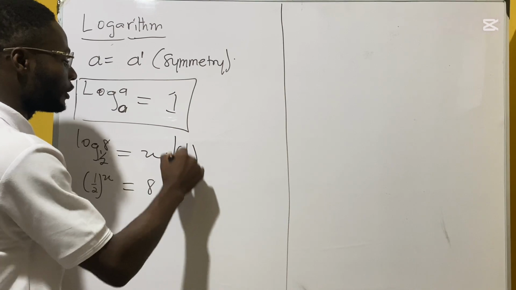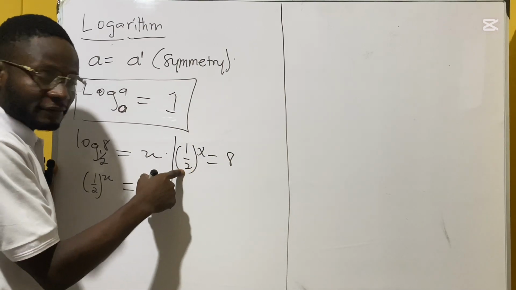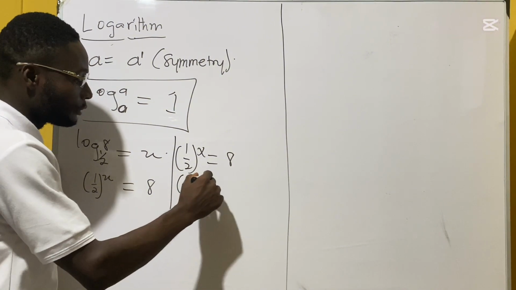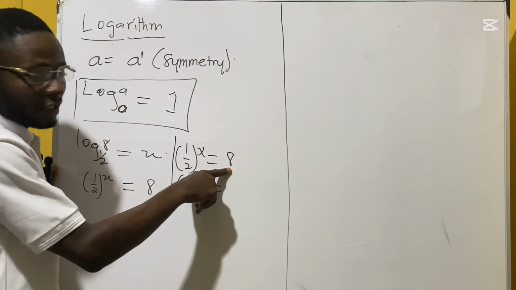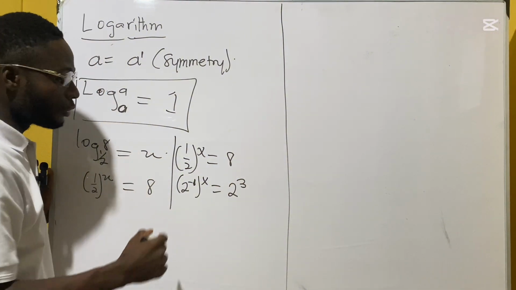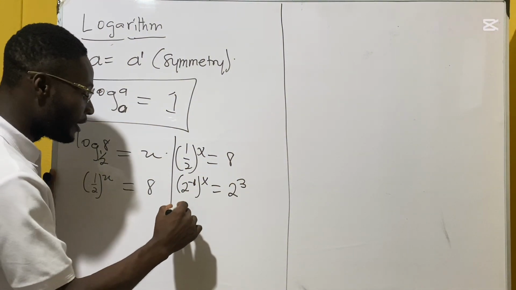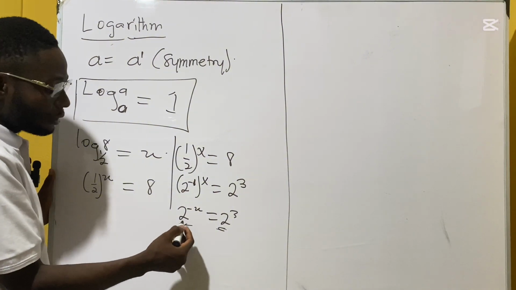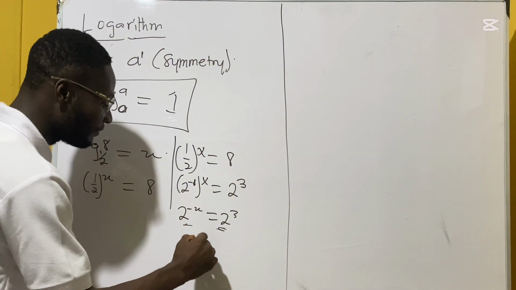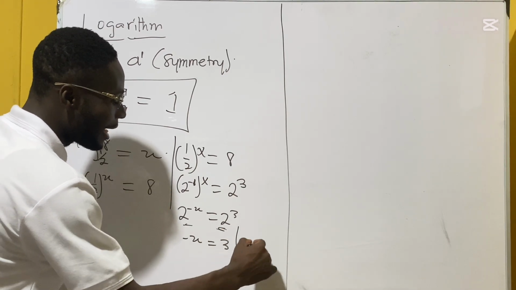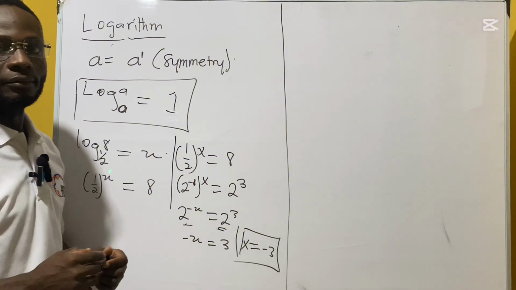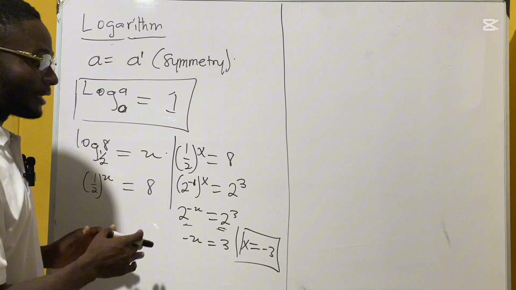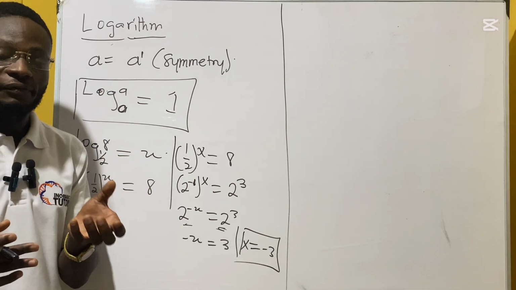So we have half exponent x equals 8, right? We know that half can be expressed as 2 exponent negative 1. That is a basic logic. And 8 over here can be expressed as 2 exponent 3. Because the bases are the same, 2 exponent negative x equals 2 exponent 3. Since the bases are equal, we can equate the exponents, and that is negative x equals 3. So we can say that x equals negative 3. That is interesting. That is how we go about this kind of problem. Now we've been able to solve this.